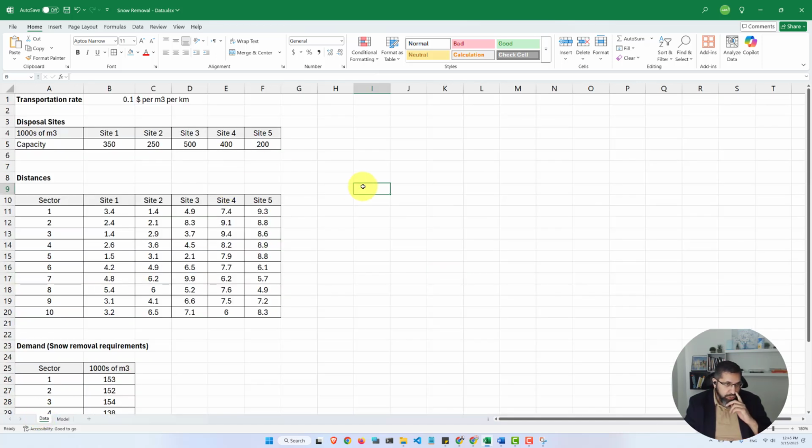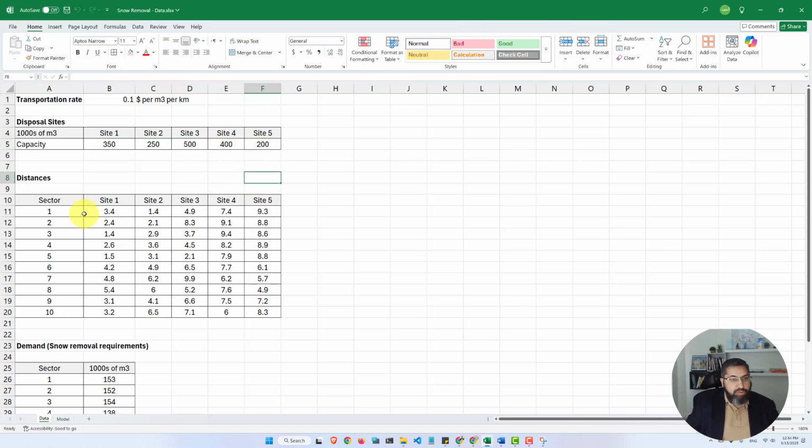So let's think about our decision variables. Each sector can logically send snow to each site. Whether a sector is going to be sending something to a site, that's going to be a decision variable, like whether I send sector 1 to site 1 or site 2 or site 3 or site 4 or site 5. That's going to be a decision that I have to make. So that's going to be a decision variable.